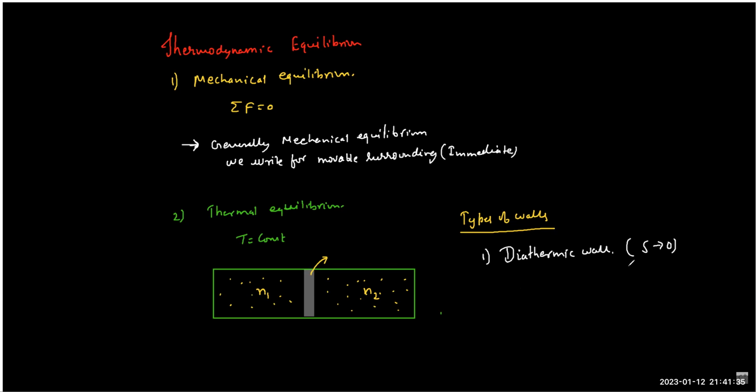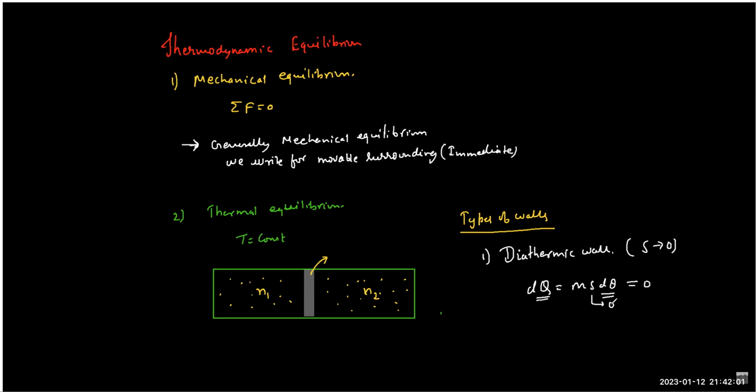Because the specific heat capacity is how much? Zero. If you remember the formula from calorimetry, dQ equals m s d theta. So to change the temperature by d theta, how much energy do we need? dQ. But if s tends to zero, what will happen? This will always come.